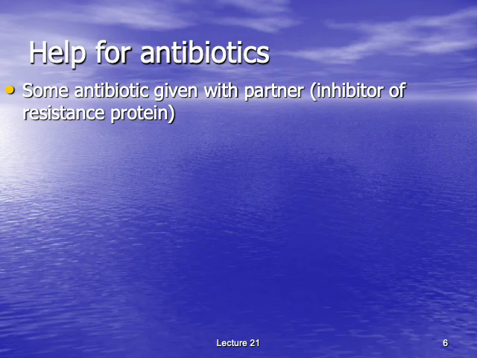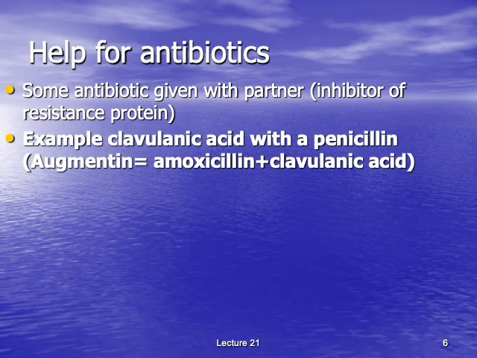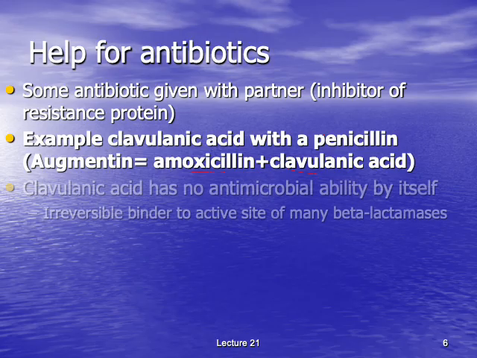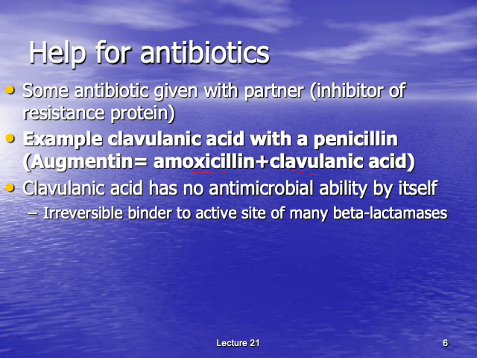So one example I'd like you to know is Augmentin. And you might have been treated with it. It's a combination of amoxicillin, which is a penicillin, and clavulanic acid. Clavulanic, or clav, it's known as. Okay? So clavulanic acid is the partner. It's the friend. It has no antimicrobial activity by itself. So if you give bacteria clavulanic acid, it doesn't hurt them at all. But what it does do when it's coupled with penicillin, it's a very powerful helper.